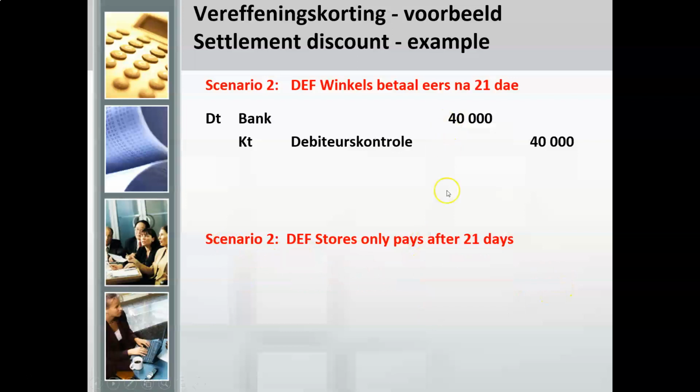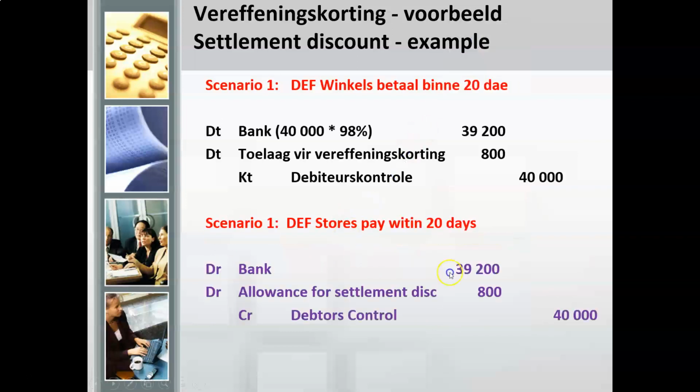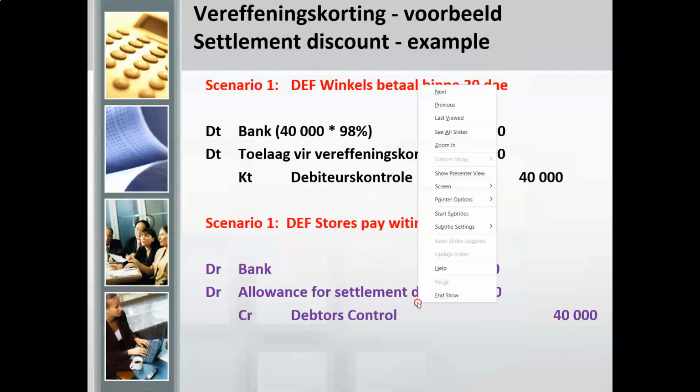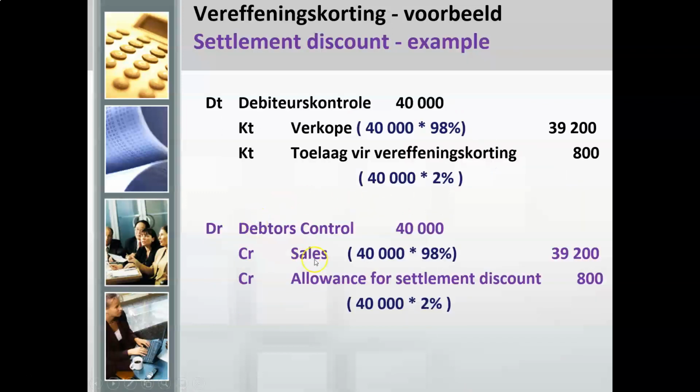But now remember, with the initial transaction that we have recorded, we have created this allowance for settlement discount account of 800 Rand. So we have to remove that out of our books because that is no longer a valid entry. This thing has been settled. I need no allowance. There's nothing to write it off against. So I have to debit that account. And where am I going to take that?